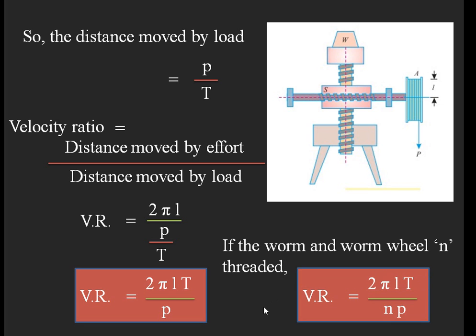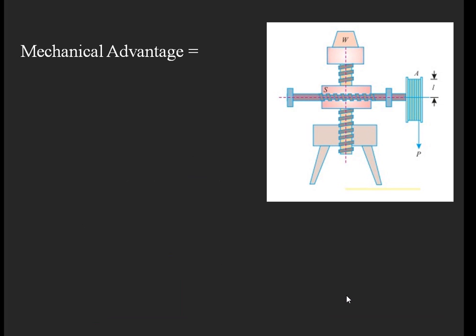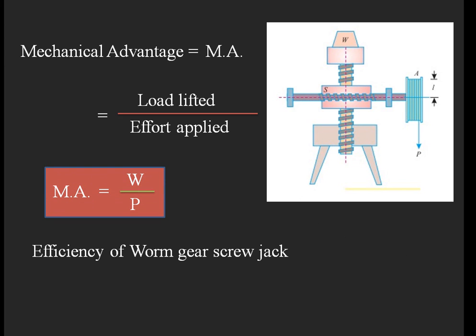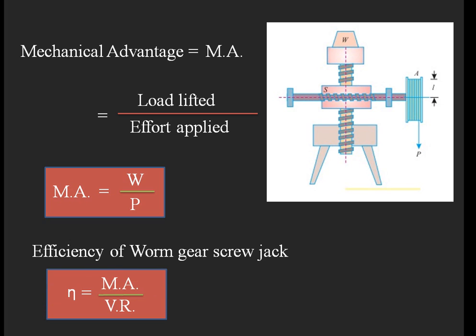So remember this equation also: this is for single threaded and this is for n threaded. Okay, so next we go for mechanical advantage, which is defined as the ratio of load lifted by effort applied. So we can write it as W by P. Okay, next we need to write the efficiency of the worm gear screw jack. Efficiency is equal to the ratio of mechanical advantage by velocity ratio. Okay, this is the efficiency.